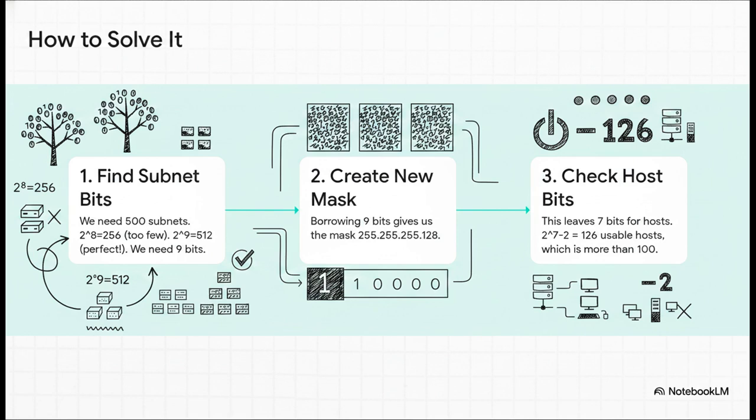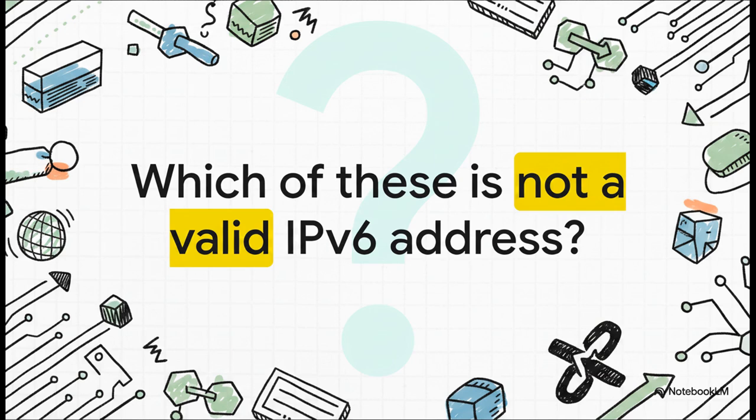Now for the hosts. A Class B address starts with 16 host bits. We just borrowed 9 of them, which leaves us with 7 bits for hosts. 2 to the power of 7 is 128. But you always have to subtract 2 addresses in any subnet, one for the network itself and one for the broadcast. So that leaves us with 126 usable addresses for computers, which is more than the 100 we need. So it works. And borrowing those 9 bits gives us our final mask, 255.255.255.128.